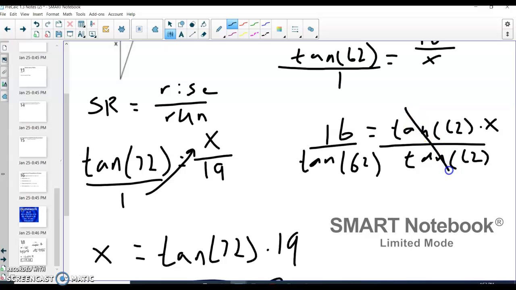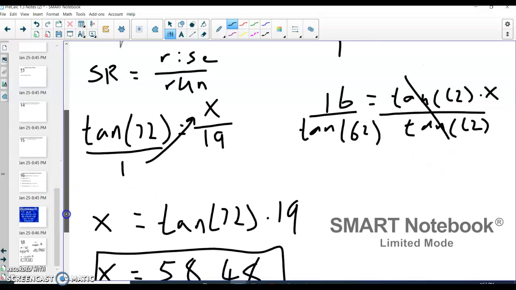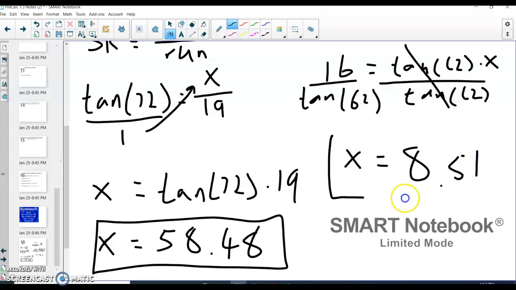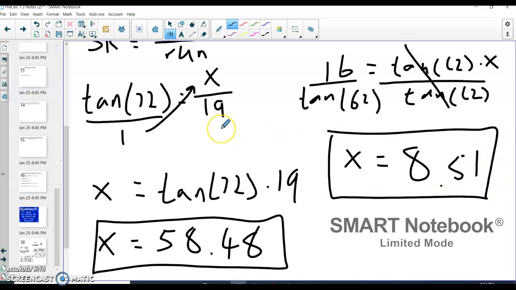Like I said, the tangent of 62 here is going to cancel out. So on my calculator now, I have to do 16 divided by the tangent of 62. And when I do that on my calculator, make sure you're getting the same answer with yours. 16 divided by the tangent of 62 gives me 8.51 when I round it. And there would be your x value there.